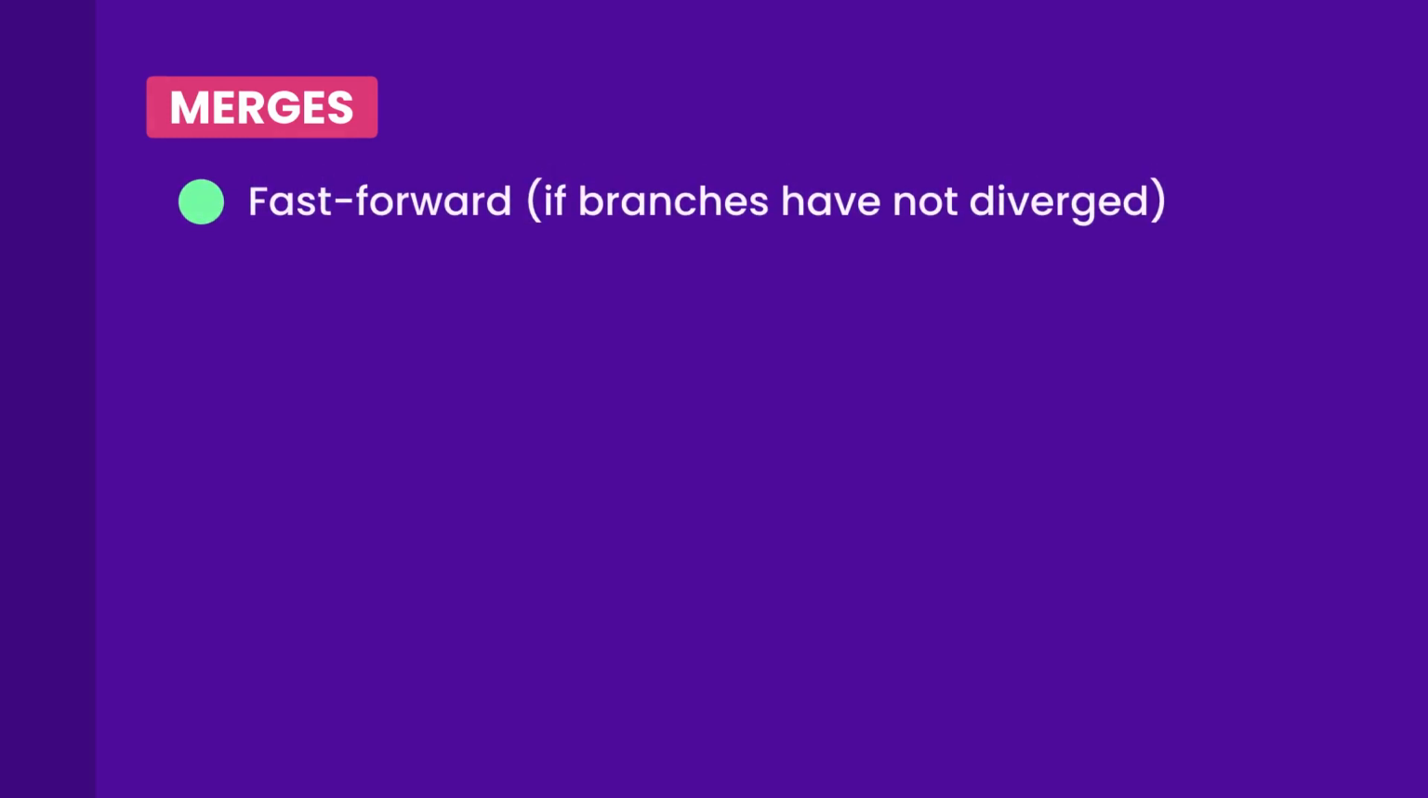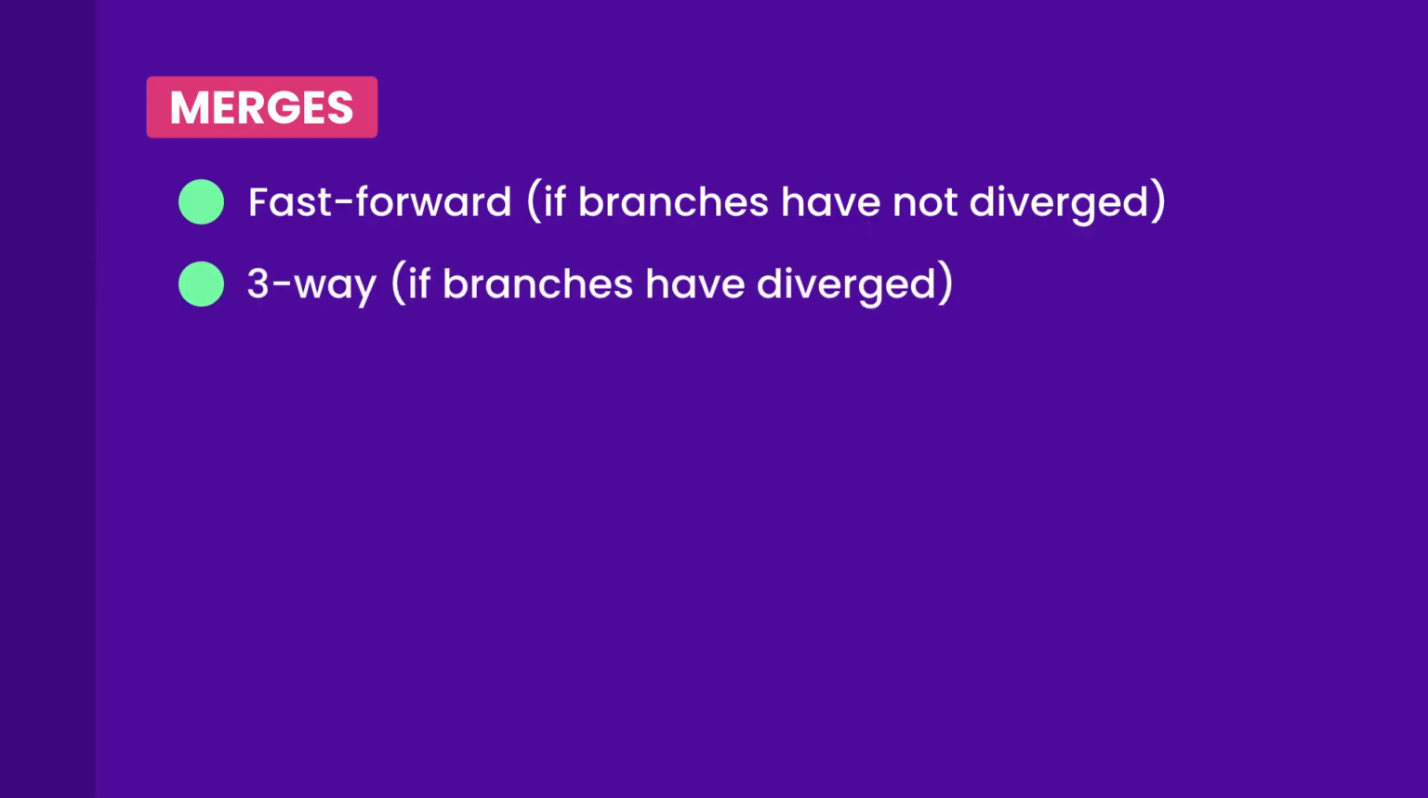So to recap, in Git, we have 2 types of merges: fast-forward merges, which happen if branches have not diverged, and three-way merges, which happen if branches have diverged. Over the next few videos, we're going to see examples of these merges in action.